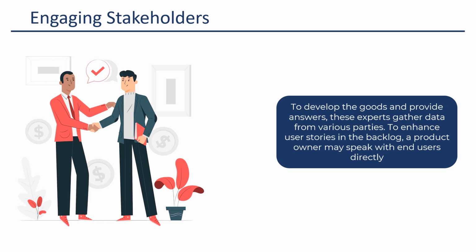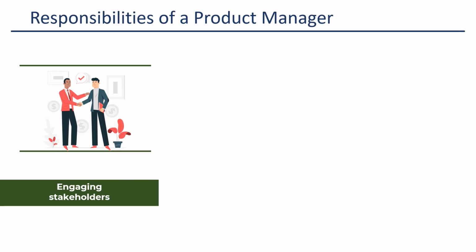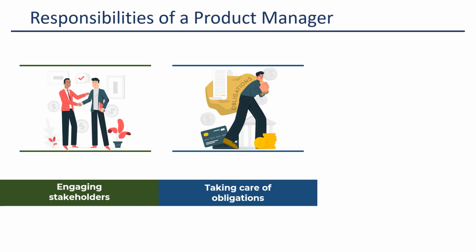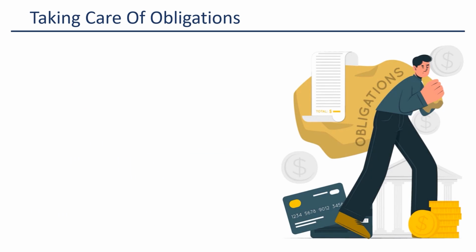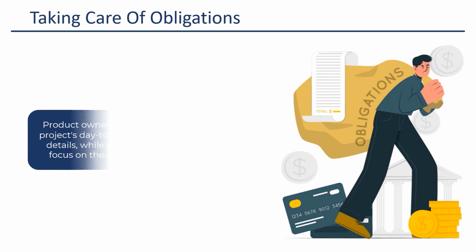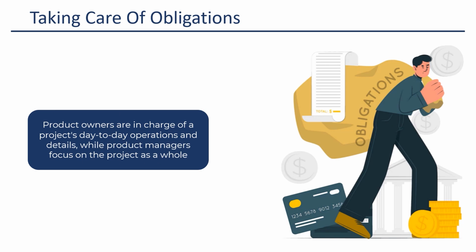To enhance user stories in the backlog, a product owner may speak with end users directly. When developing a product, taking into account the viewpoints of many professionals and customers may help both roles perform their responsibilities more successfully. Moving on to the next responsibility of a product owner is taking care of obligations. Product owners concentrate more narrowly on small scale activities. Product owners are in charge of a project's day to day operations and details, while product managers focus on the project as a whole.